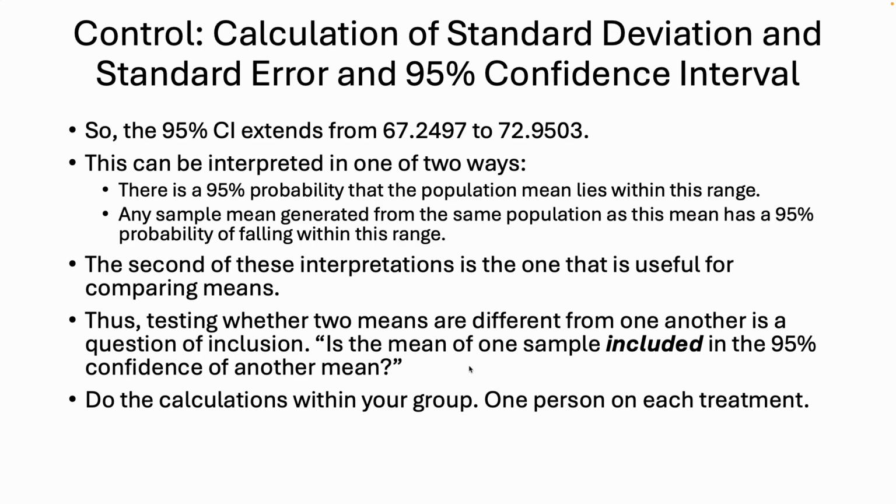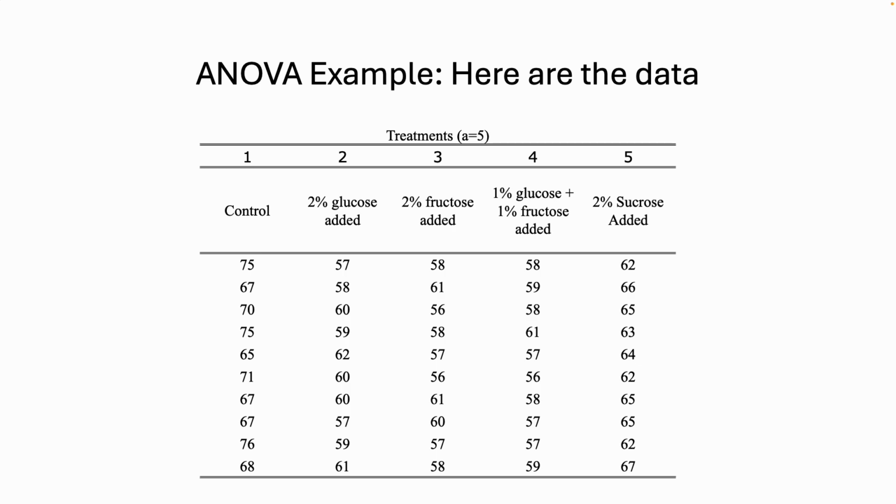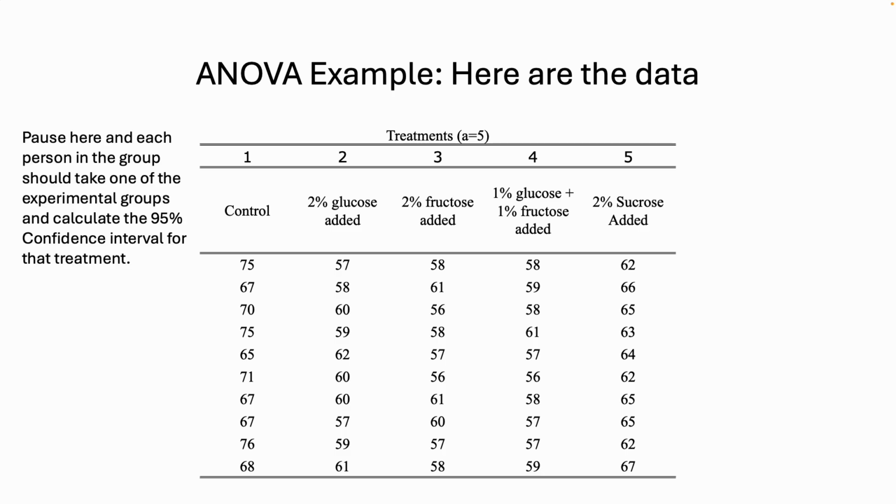If you were in class, you would have done this within your group, one person working on each treatment. So what I want you to do is on the next slide, pause the video and then basically work on doing 2% glucose. Calculate the mean, the variance, the standard deviation, the standard error of the mean, and the 95% confidence interval for one of these treatments. Not the control, we've already done the control. So pause, do that, and then once you've done that, restart the video.